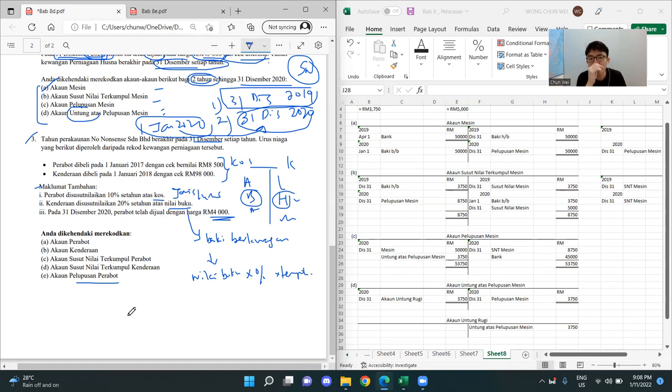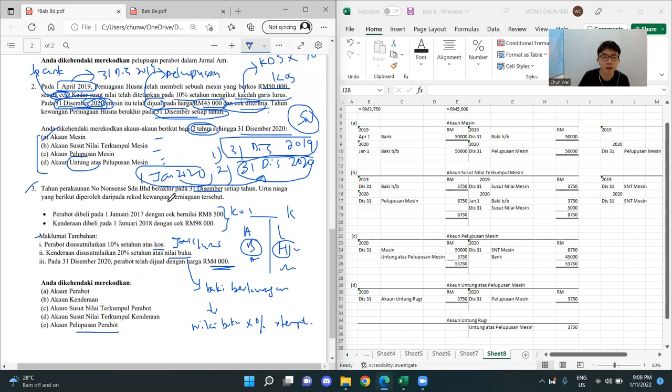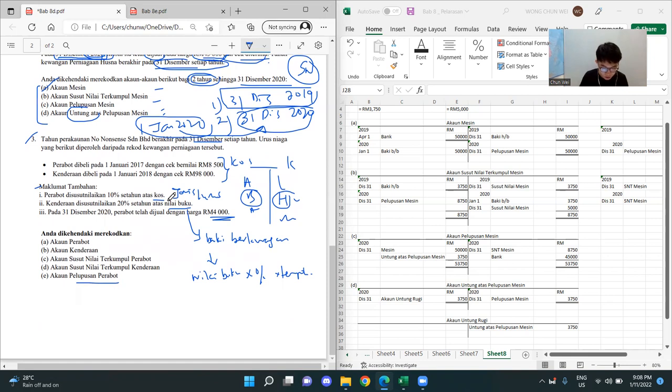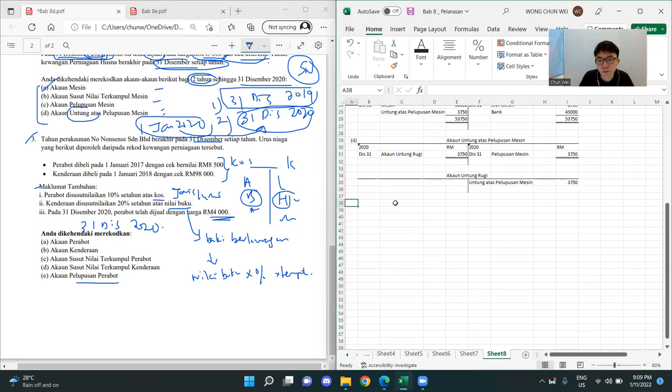But then in this question, they never say how many years. Like the previous question, dia cakap bagi 2 tahun, right? But for this question, they never say anything. So I would just assume, but in actual exam, they will usually tell you for how long. For this question, I didn't specify it. So for me, I'll just say, let's do for 31st December 2020. So we just do 1 year only. You don't have to do 2 years. In this question, we do 1 year only. Okay. So, question 3. Account perabot, account kenderaan. But before that, let's calculate what is the susut nilai terkumpul for all this. All right. So, we have perabot, we have kenderaan, correct or not? So, let's start from perabot dulu.